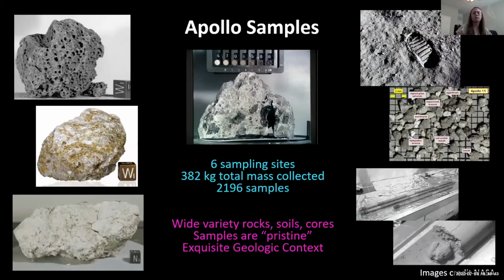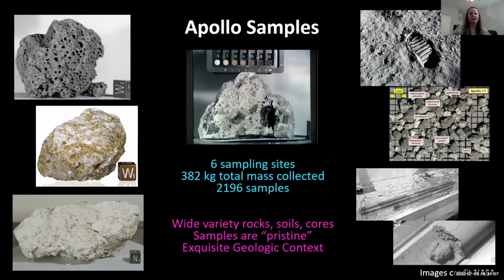So focusing just on the Apollo sample collection, it's a vast collection. Apollo astronauts sampled 6 sites on the lunar surface. And the material brought back totals over 380 kilograms of material. That's a lot of material to work with. And over 2,000 individual samples.